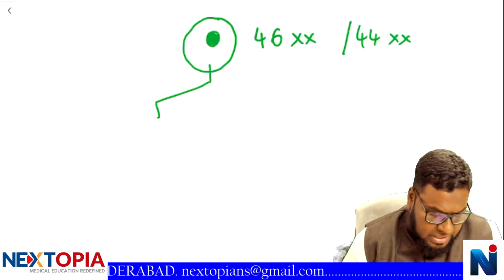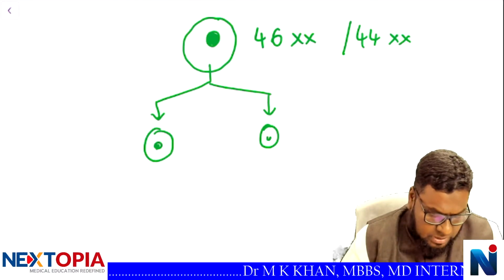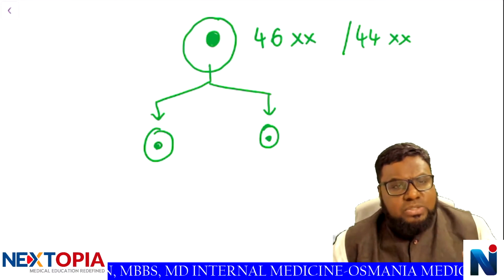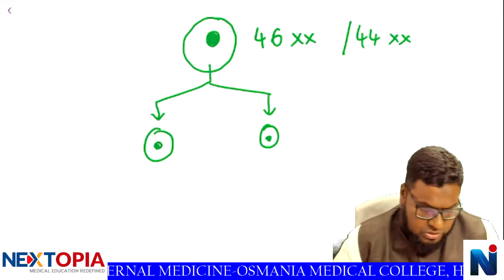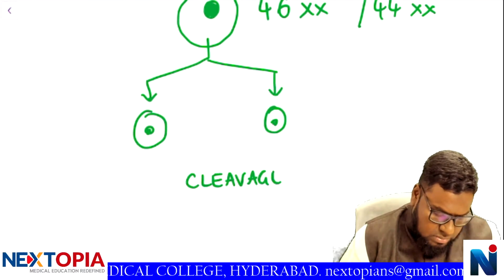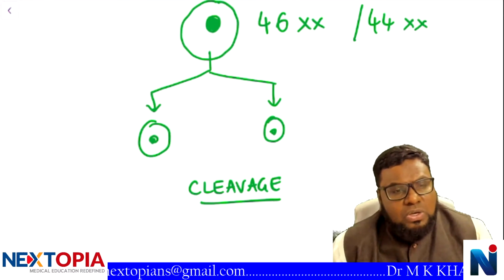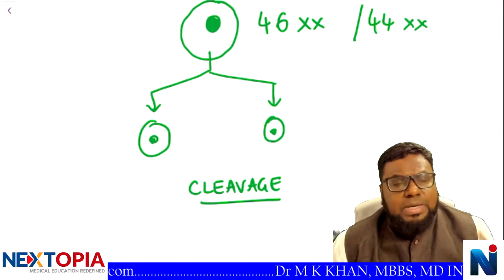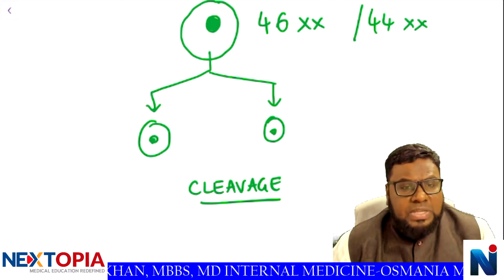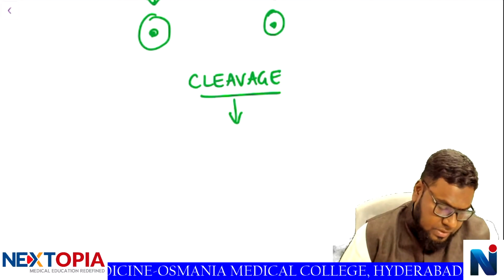So this divides into two cell stage. 2 cells are formed. Then again it divides into 4 cell stage, something like that. So this breakage or division, you are calling it as cleavage. So cleavage is a process of repeated mitotic divisions of the zygote within the zona pellucida, resulting in formation of what is known as blastomeres.